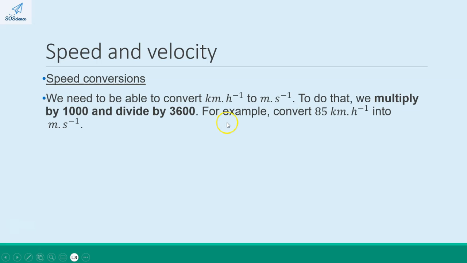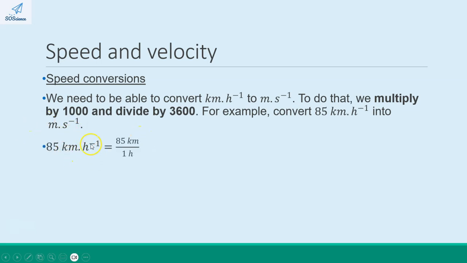So in order to convert from kilometers per hour to meters per second, we need to multiply by 1,000 and divide by 3,600. And you can just memorize that. So to go from kilometers per hour to meters per second, you take the value in kilometers per hour times 1,000 divided by 3,600, and that will give you the answer in meters per second. So let's convert 85 kilometers per hour into meters per second.